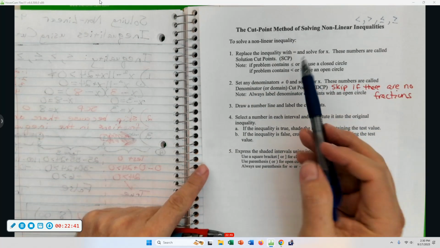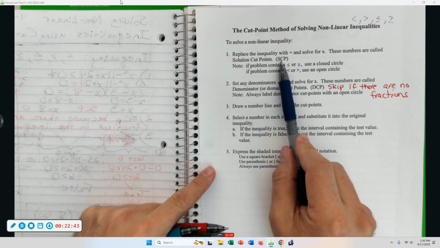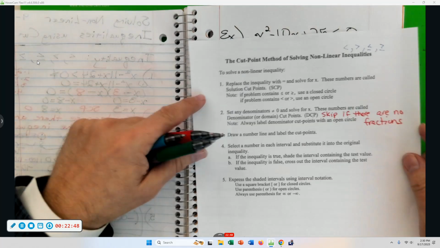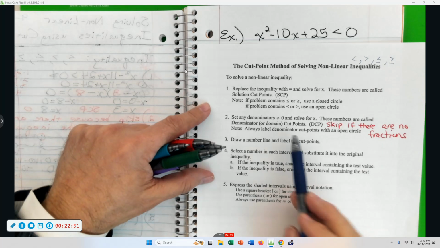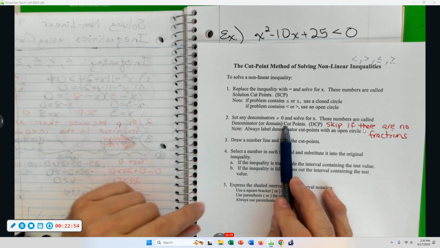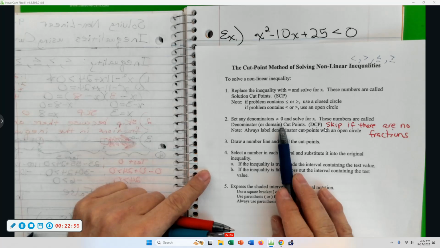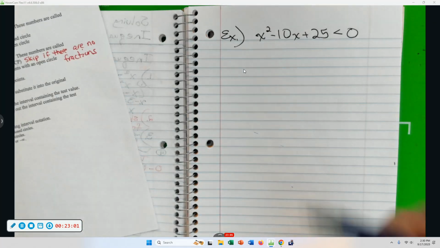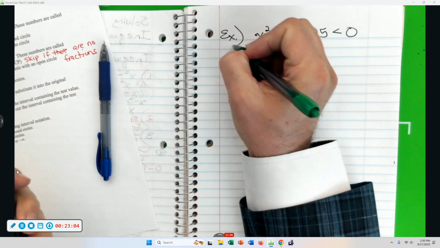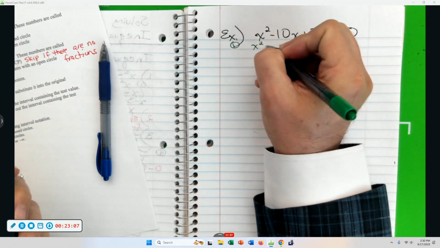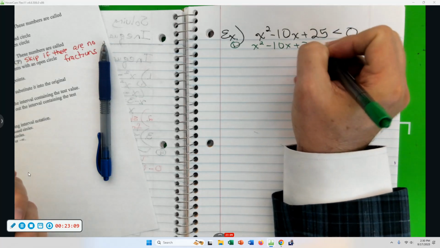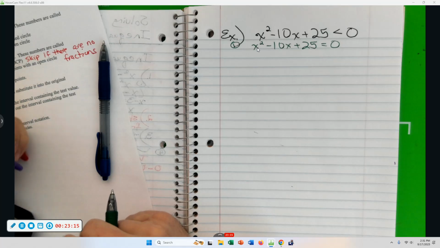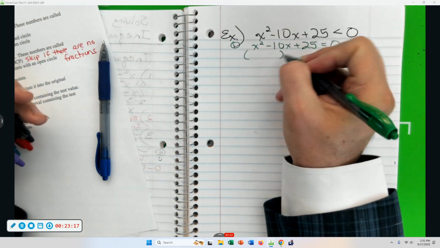First, we find the solution cut point, replacing the inequality with an equal sign. Oh, when I look at this problem, what do y'all think? Am I going to have to do step 2? Or will I skip it like in the first problem we did? You'll skip it because there's no fractions in this one either. So step number 1. Set it equal to 0.